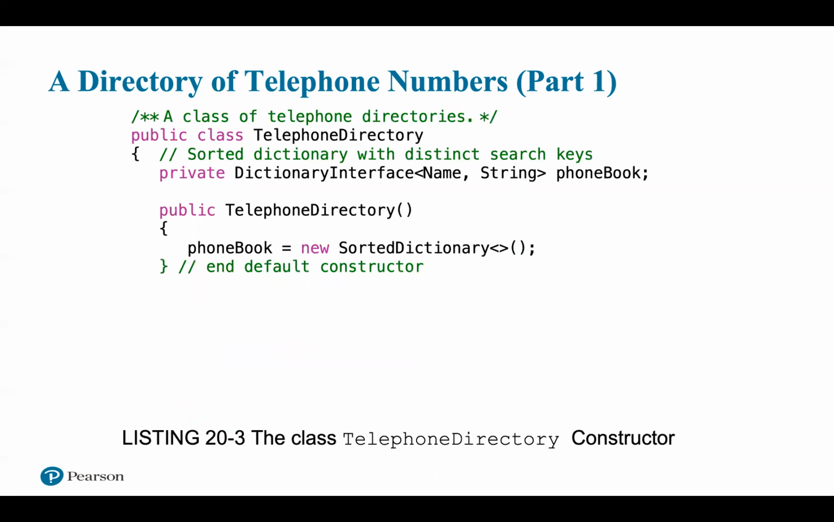So let's talk about the beginning, the implementation. The class TelephoneDirectory begins as shown in this Listing 23. We assume that the class SortedDictionary implements a sorted version of the ADT dictionary having distinct search keys. A sorted dictionary requires its search keys to belong to a class that implements the interface Comparable. And we assume that Name does so.